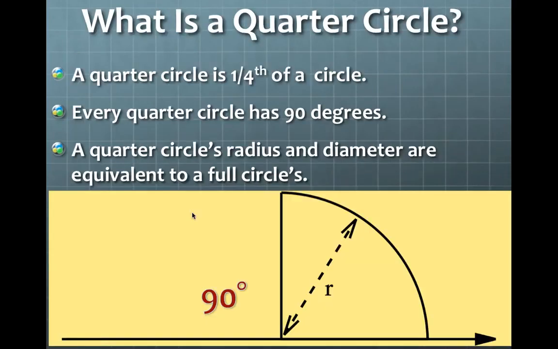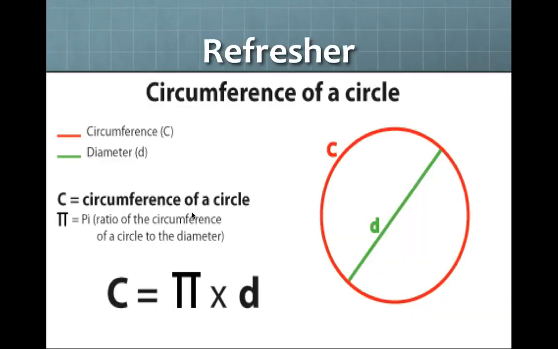So what is a quarter circle? A quarter circle is 1/4 of a circle, and every quarter circle has 90 degrees. A full circle has 360. 360 divided by 4 is 90. Why did I divide by 4? Because a quarter circle is 1/4 of a full circle. And a quarter circle's radius and diameter are equivalent to a full circle's radius and diameter.